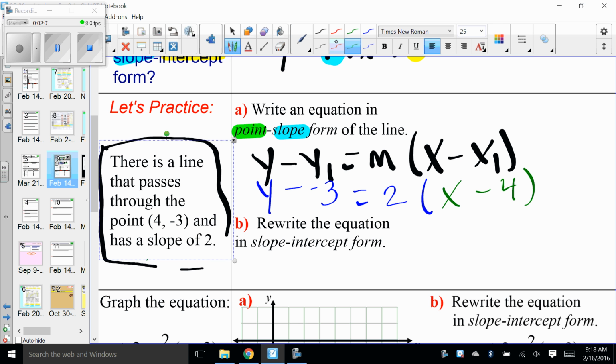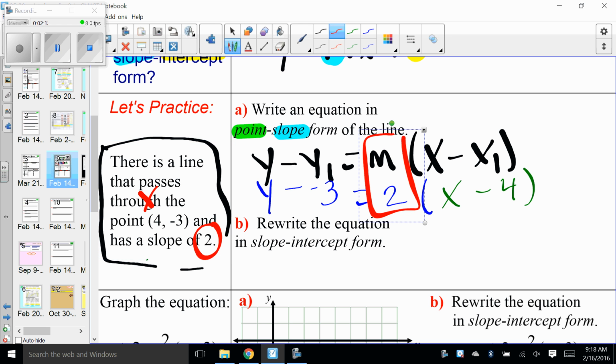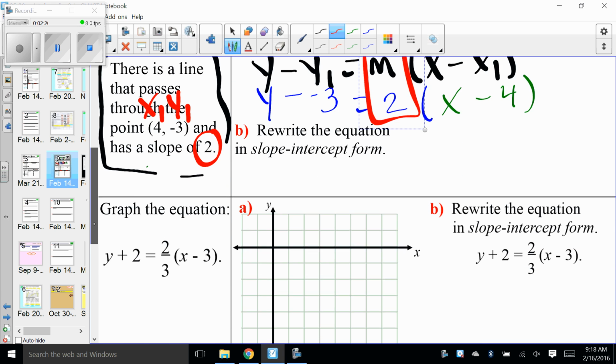Going back over here and erasing what we have: our slope is 2. Plug that into the slope spot. And my point x1, y1, I plug those in over on the right-hand side. Now let's rewrite that and solve this for y.